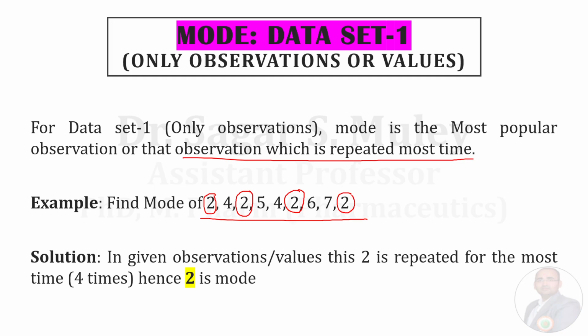4 times it is repeated. That's why for this example, 2 is our mode. It is simplest calculation. When only observations are given, you just have to look for that observation which is repeated for the most number of time in that given data. That is simple calculation. In this example, 2 is repeated 4 times. That's why for this example, 2 is our mode. Simple.